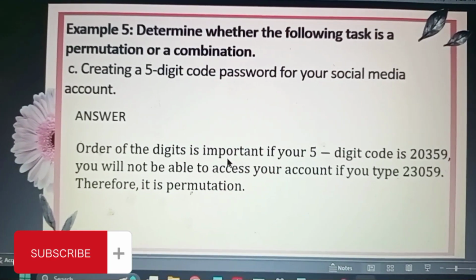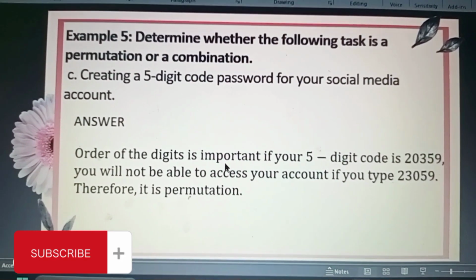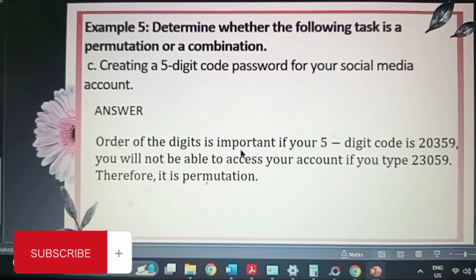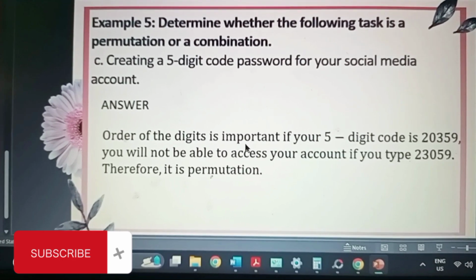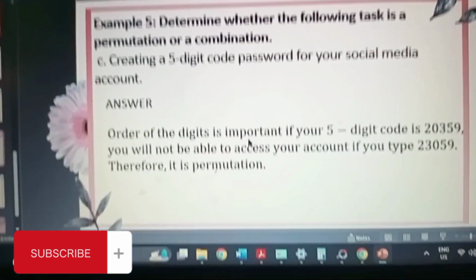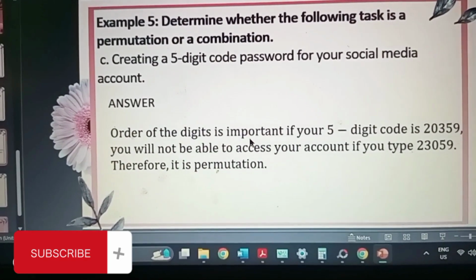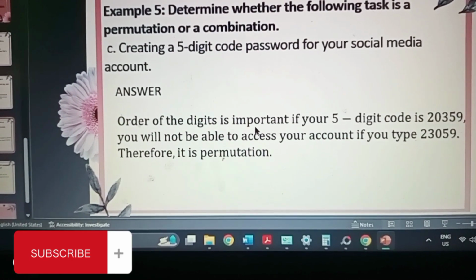Okay, next, creating a 5-digit code password for your social media. So the answer is, order of digits is important. If your 5-digit code is 20359, you will not be able to access your account if you type 23059, therefore it is a permutation.